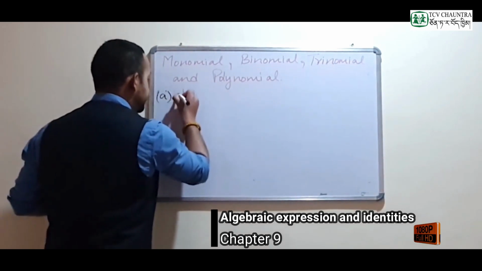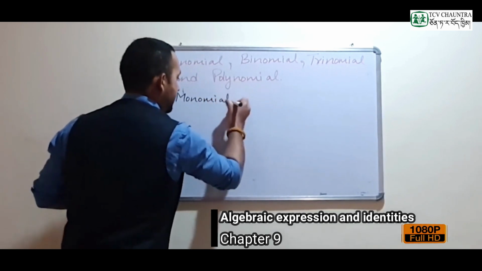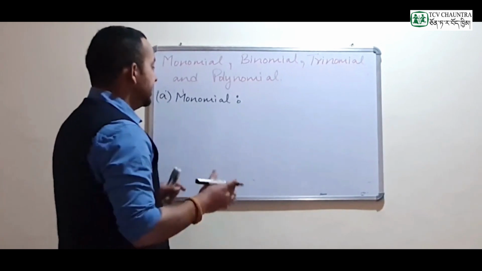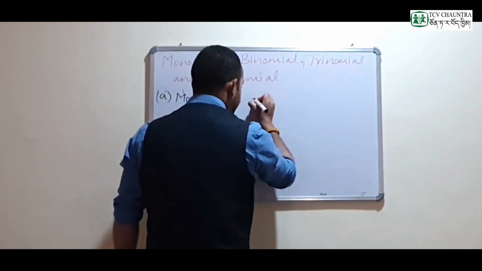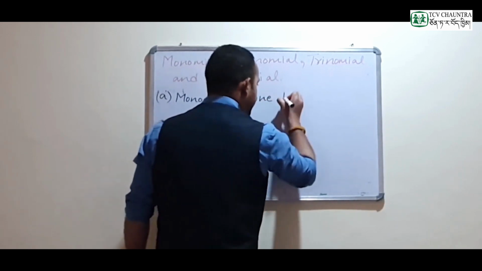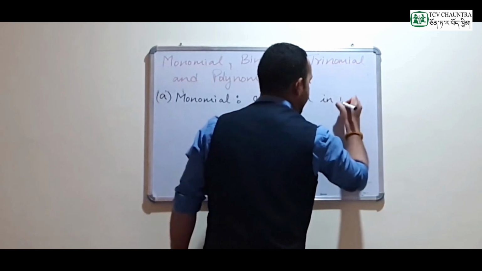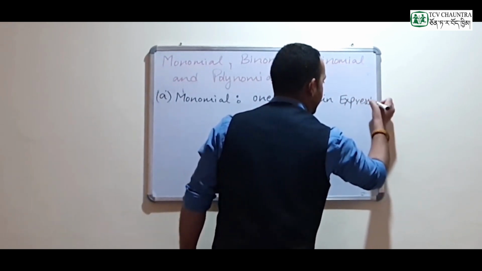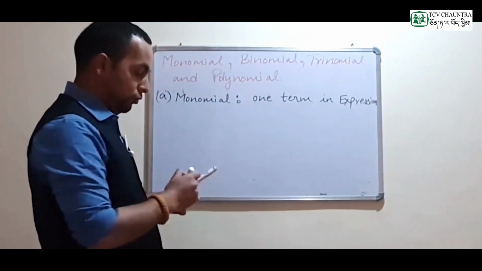Okay, so monomial means one term in an expression. If there is one term in an expression, then it is known as monomial.